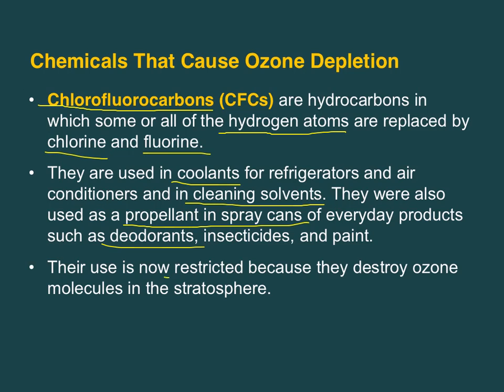But we've restricted them because we notice they start to destroy ozone molecules up in the stratosphere, and if that ozone gets destroyed, more UV radiation hits the Earth, which is bad. So we tried to stop using so much of these chemicals that destroy the ozone layer because we want to make it better for us as people and for the rest of the planet. We'll get into some of the implications of less ozone as we go along.